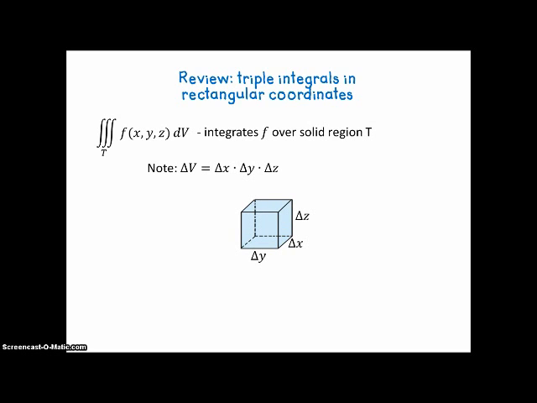little cube and its dimensions shrink down to infinitesimal, and delta v changes into dv, and delta x times delta y times delta z changes into dx, dy, dz. Instantaneous change in volume is equal to the instantaneous change in x, y, and z multiplied together.